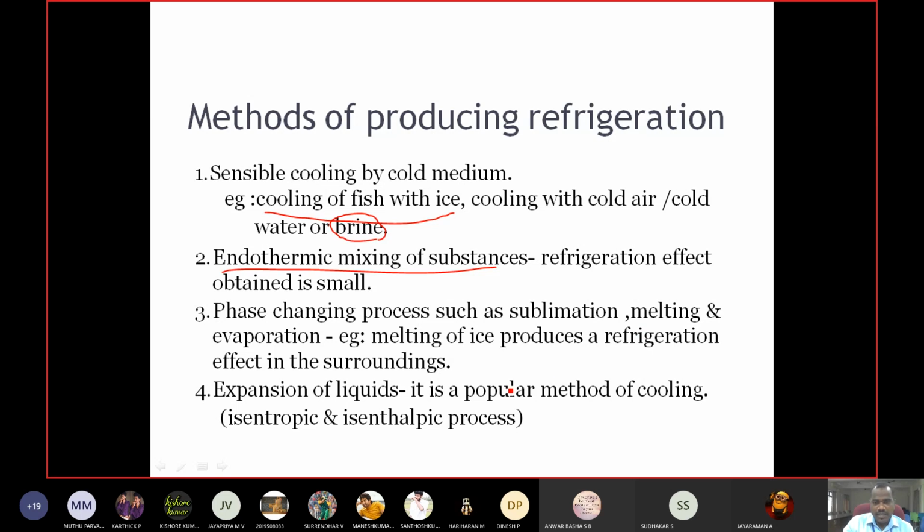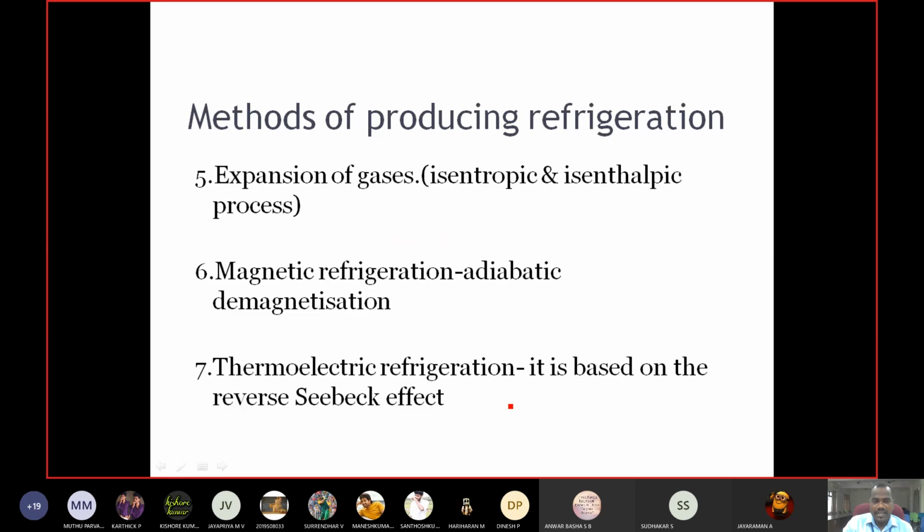So that is a popular method of cooling used in the refrigeration system. Then we can have the isentropic, then isenthalpic processes, so to get the expansion of liquids, right? So that will produce our refrigeration. Then we can have another method, that is expansion of gases, also possible to get the refrigeration. Then another, magnetic refrigeration, is also possible, that will be adiabatic demagnetization.